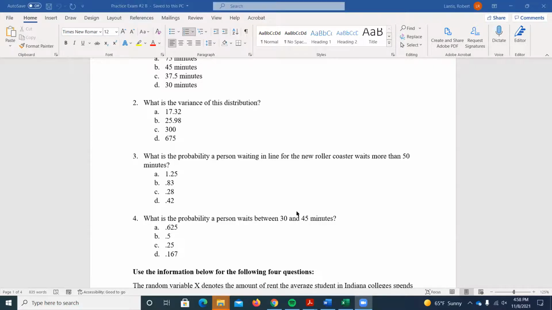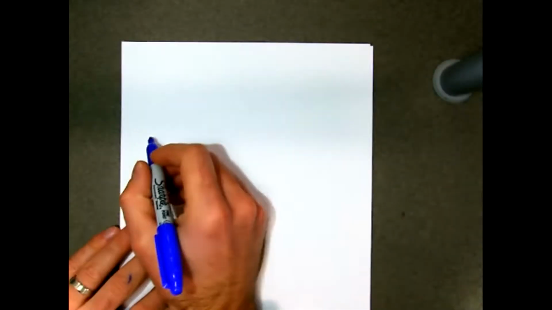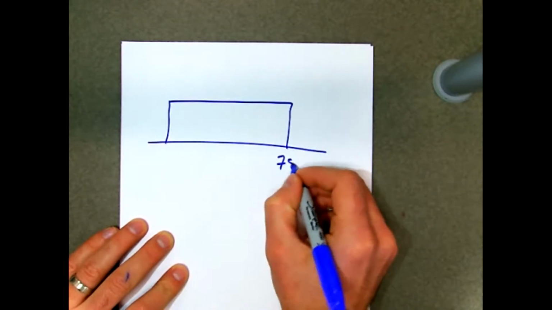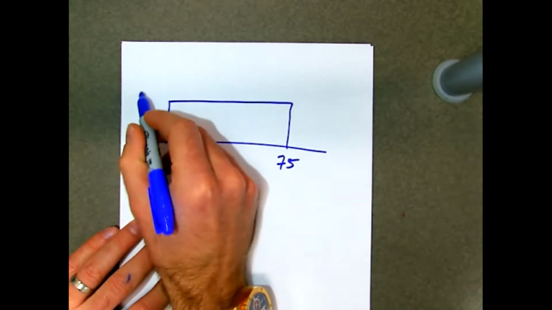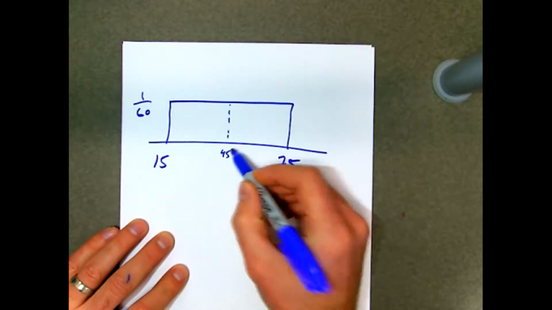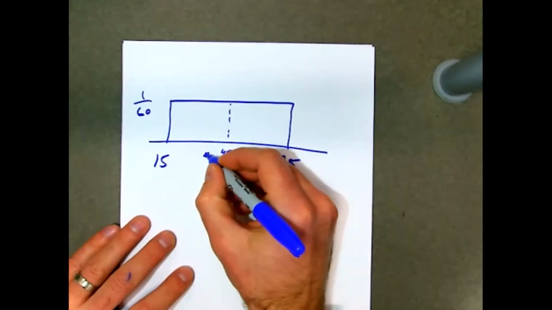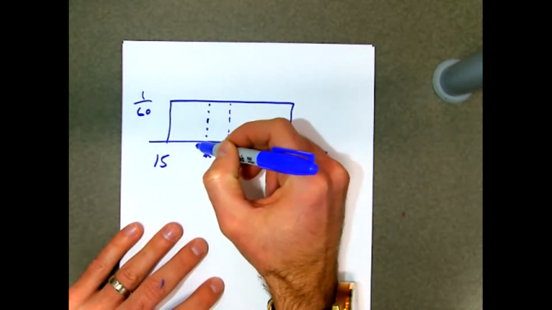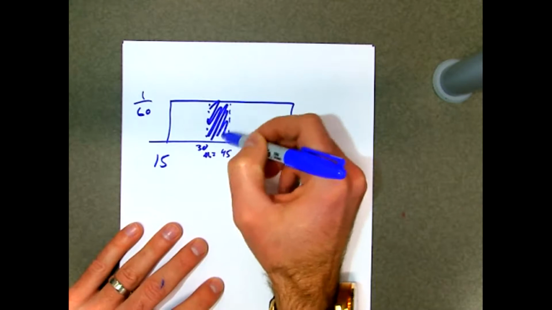So let's say I wanted the probability it's between 30 and 45, okay? So here, I'm gonna start out with everything that we had already had. We had the height was 1 over 60. That mean, let's say that mean was 45. I don't know if that'll be useful, but maybe. So I wanted the probability it's between 30 and 45.